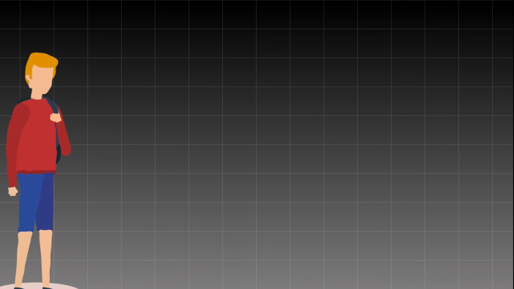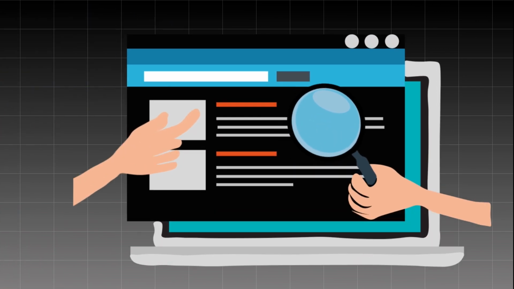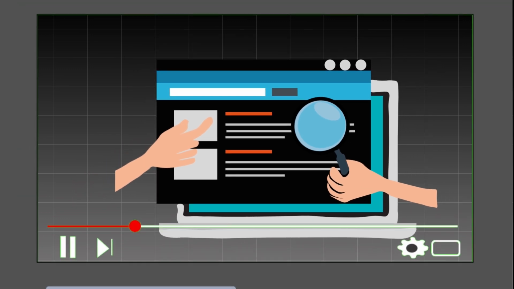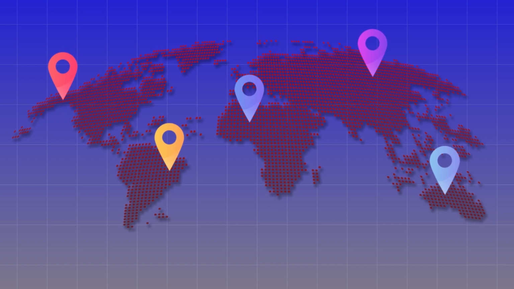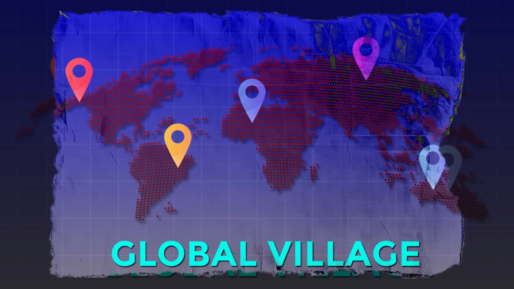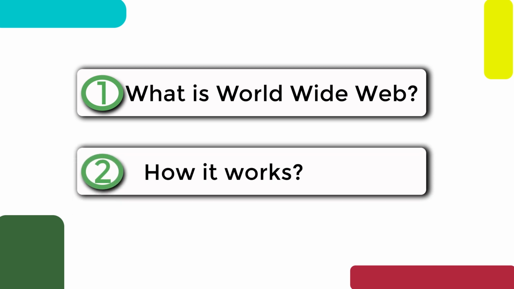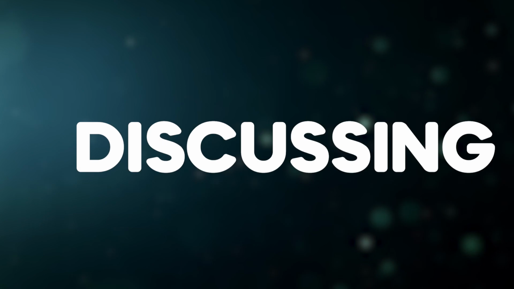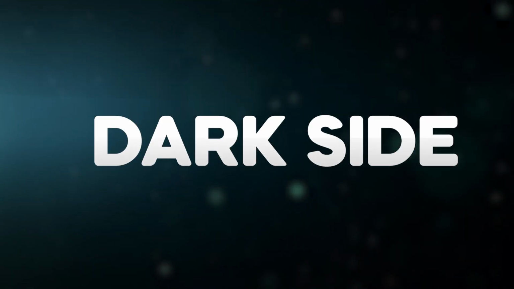World Wide Web. It's something where innovation knows no bounds. Whether it's chatting with someone through communication, researching for information, or watching this video, it's all done through the web. Through the World Wide Web, the world has turned into a global village. But what exactly is this World Wide Web and how is it able to do so many tasks? Today in this video, we will be discussing what is the World Wide Web, its architecture and its dark side.